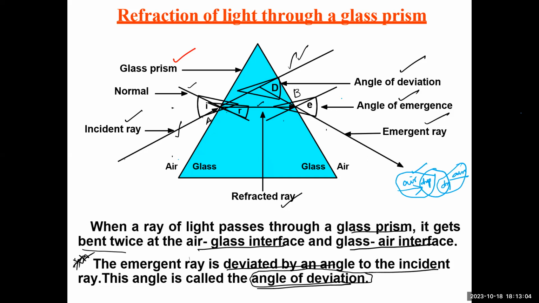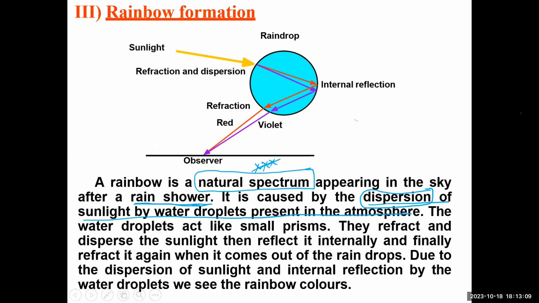So see, the water droplets act like small prisms. Just now I told you, right? Your water droplet will act as small prisms. They refract and disperse the sunlight, then reflect it internally, and finally refract it again. The same process that you have studied in the prism, we are talking about here now.